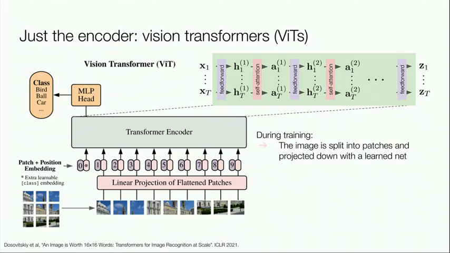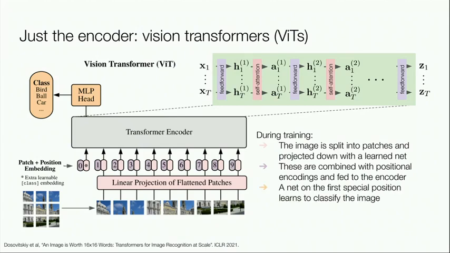And then we project down all of those different patches using some linear projection. Sometimes it's a convolution projection, things like this. And then these are combined with positional encodings like we talked about before, and then fed into the transformer encoder. And then a neural network, here it's called an MLP for multi-layer perceptron. I don't know if we ever learned that term, it's not important. But this neural network on the very first special position is then used to learn how to classify the image, okay?